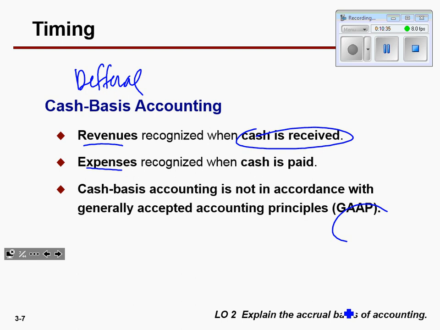You'll notice a little visit with GAAP again. Cash basis or deferral basis accounting is not in accordance with the generally accepted accounting principles. You might say, why? What's the big deal? It's not happening real time. If I cut someone's hair on December 31st, it happened on December 31st, whether they paid me or not. And so cash basis, we don't want to wait around for the cash. We had that sale. We performed that service on that day.